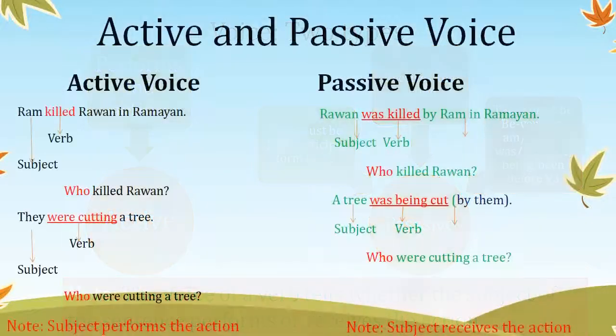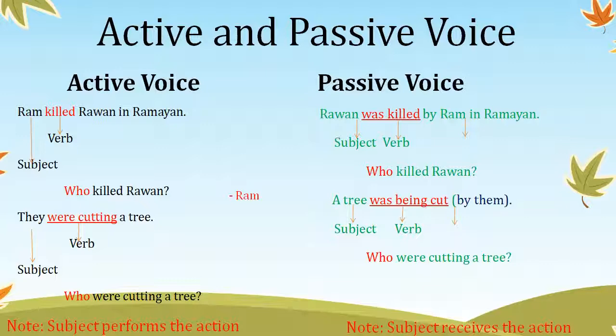So now let's go to active and passive voice. In detail we are going to study. In active voice there is an example, see here. Ram killed Ravana in Ramayana. What is the verb in the sentence? Killed. Who killed? The subject. There is the question of who killed Ravana. The answer is Ram. You already know about that.